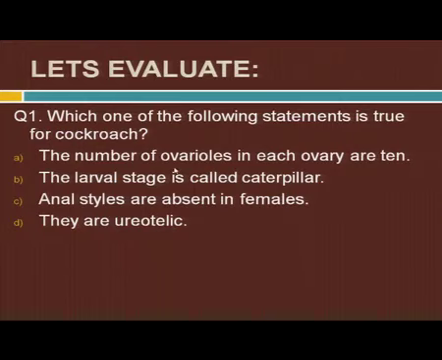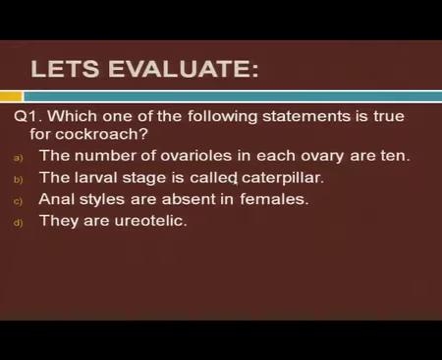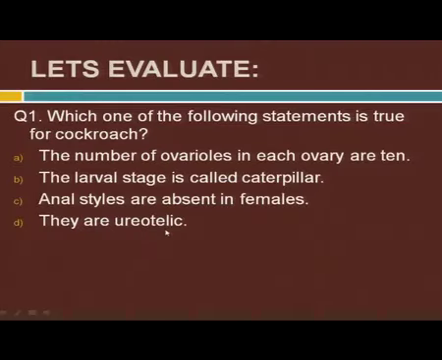If we look at the first option, the number of ovarioles in each ovary are not 10 but 8. Larval stage is called nymphal stage, not caterpillar. Anal styles are absent in females. We have looked at the sexual dimorphism, we have looked at the differences between them, and this is one of the prominent difference, that the anal styles are absent in females, they are present in the males, although anal cerci, which is present in the 10th segment, is present in both of them. And yes, they are ureotelic, as we have seen in this session.